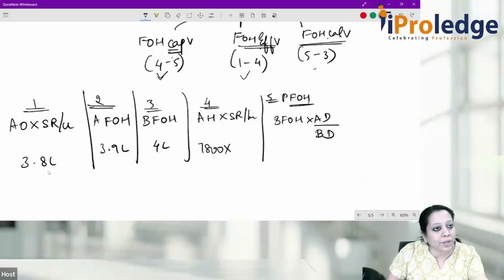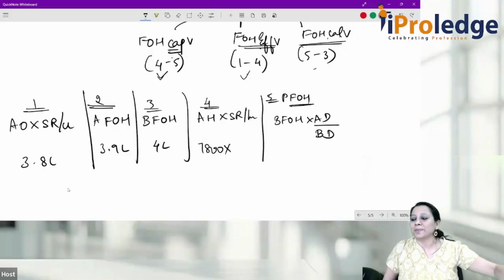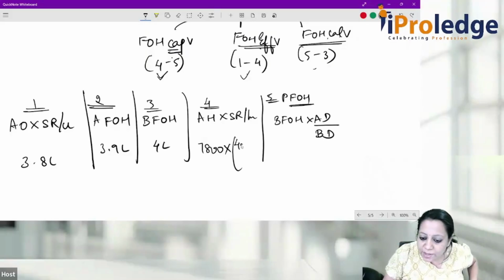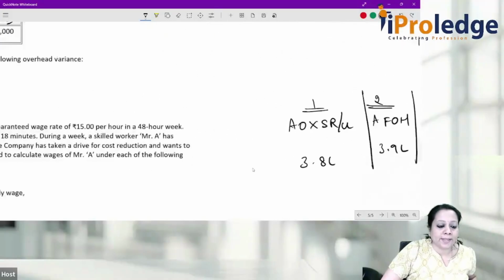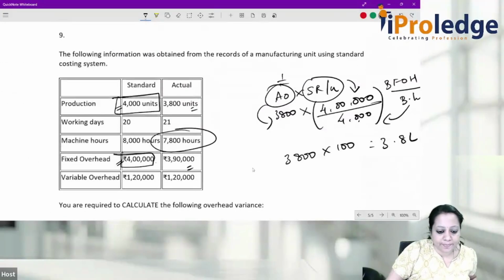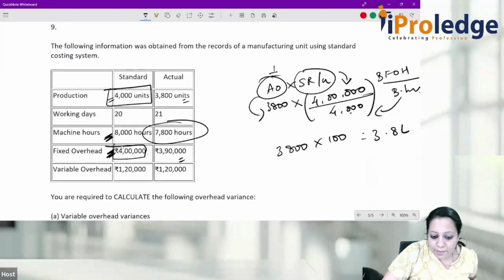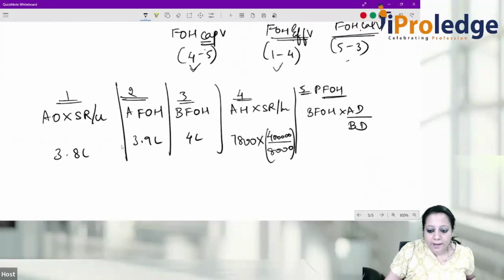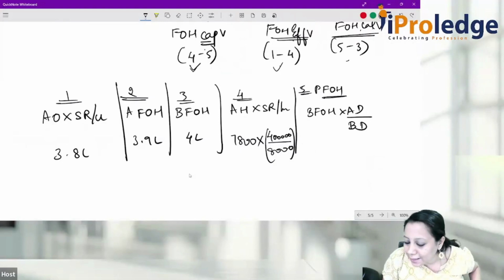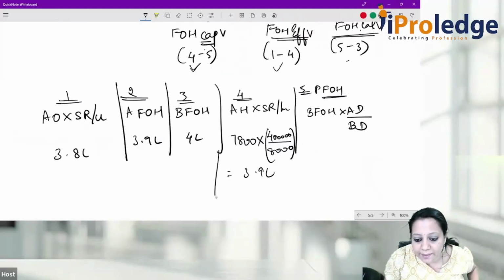Just like we did for units, here we have to calculate in hours. So here standard, budget, it's going to be 4 lakhs divided by budgeted hours instead of budgeted units. Budgeted hours is 8,000. So 4 lakhs divided by 8,000. That is how I have taken it, because I need the rate per hour. What comes? 3,90,000, 3.9 lakhs. Another 3.9 lakhs. Already we have one. Another.